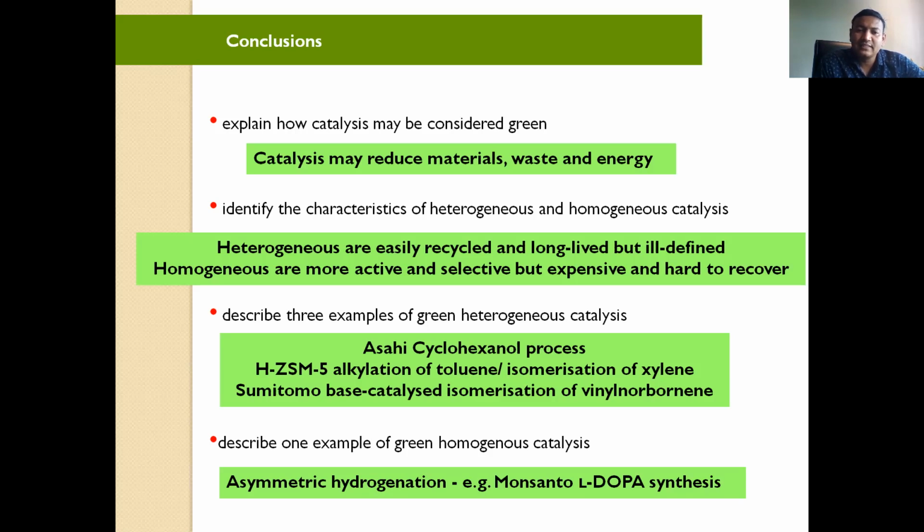Just now we have already discussed the Asahi cyclohexanol process. The incident happened in that city. Then the ZSM-5 catalyst, where we saw alkylation as well as nitration. Then the Sumitomo process to prepare vinyl norbornene. Then green homogeneous catalysis, for which I have given even more examples for your understanding, right?